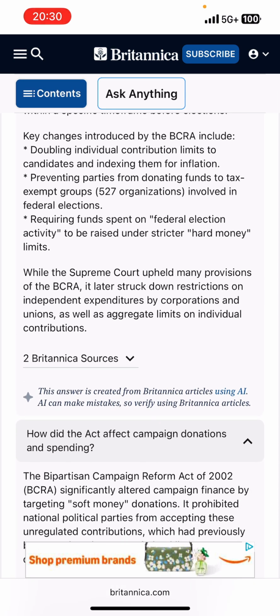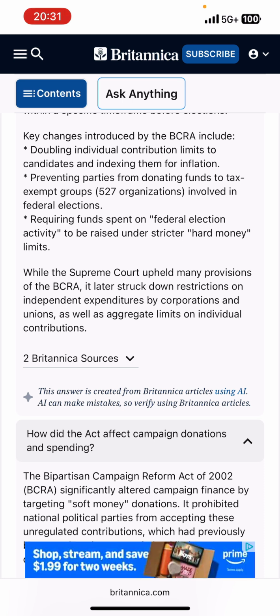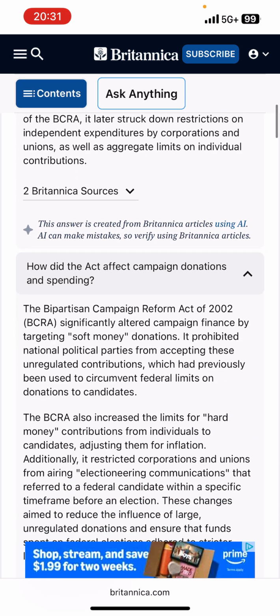Key changes introduced by the BCRA include doubling individual contribution limits to candidates, indexing for inflation, and preventing parties from donating funds to tax-exempt groups, 527 organizations, that's a lot, involved in federal elections, requiring funds spent on federal election activity to be raised under stricter hard money limits. While the Supreme Court upheld many provisions of the BCRA, it later struck down restrictions on independent expenditures by corporations and unions, as well as aggregate limits on individual contributions.